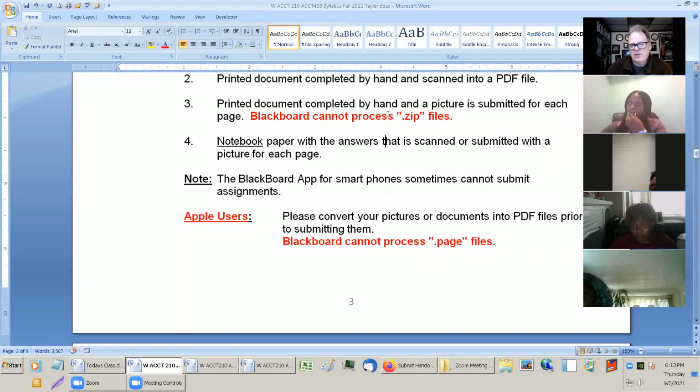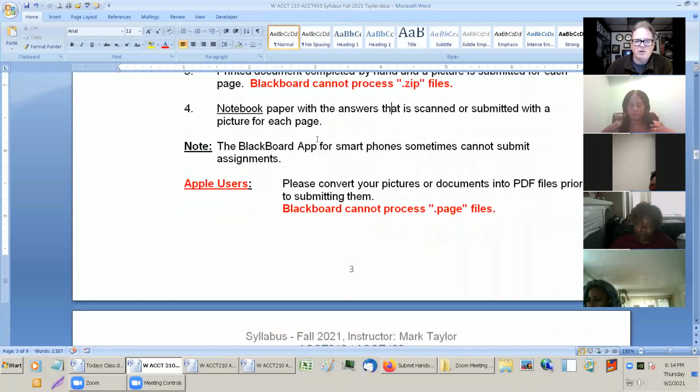So if you just submit the pictures, you can submit 10 pictures, 20 pictures, whatever you want. It's unlimited. If you are an Apple user, you have another really great option: there's a good program that will convert the page files into PDF files, and then you can just submit that. So anyway, page files and zip files are unfriendly in Blackboard.